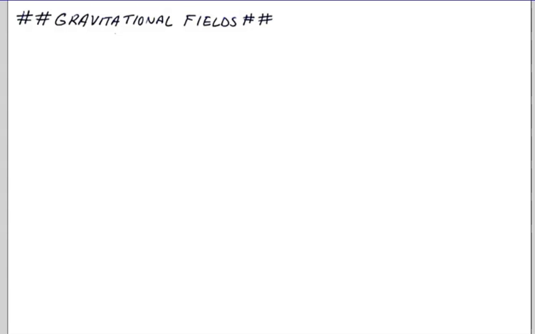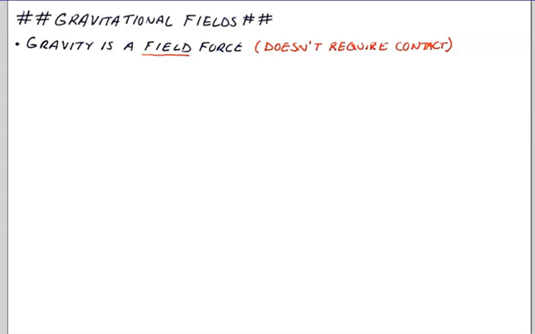Today we're going to talk about gravitational fields, which we use to explain how the gravitational force acts. Gravity is a field force. That means, unlike normal force, friction, tension, and other forces we've seen before, gravity doesn't require contact for the force to be present. So how's gravity able to exert a force? It acts through the interaction of gravitational fields.